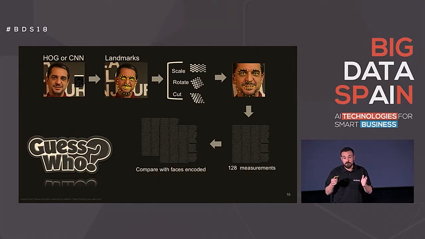When you have this, you can calculate the vector array that defines this face. In this case, there are 1,028 measurements that define this face, okay? And then you can compare with all the faces that you have in your database. This is a typical correlation between the face that you are getting from a video and the face that you have in your database, okay?